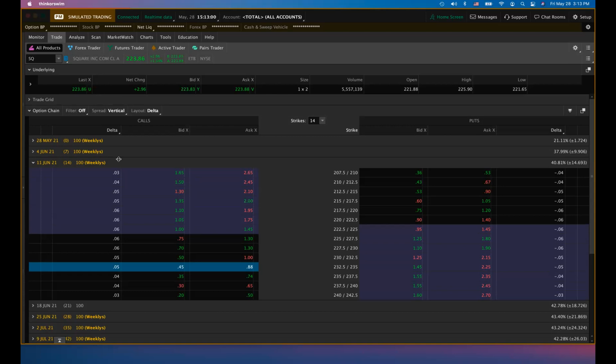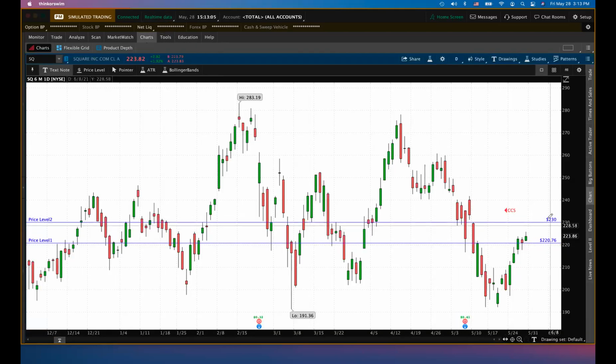Okay. So that would be a good play if you thought that the price of Square is not going to go above $230 between now and June 11th. Right. And the way that you would make maximum profit is if at expiration it is below $230, then you get to keep the full $72. Right. Okay. Thank you, Eddie.